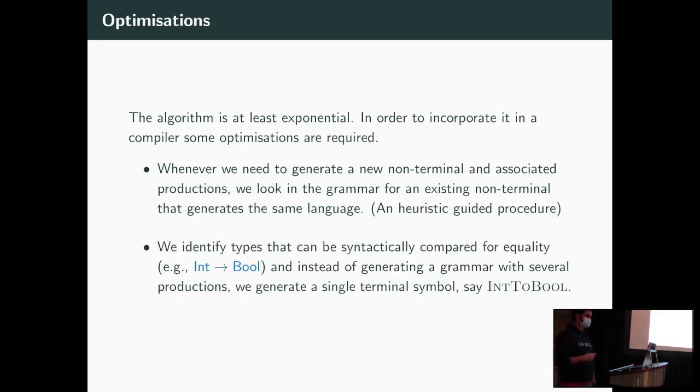And then we identify types that can be syntactically compared for equality. Let's say that we have a function from int to bool. Instead of generating a grammar with several productions, we just generate a single terminal symbol like this one, for example.